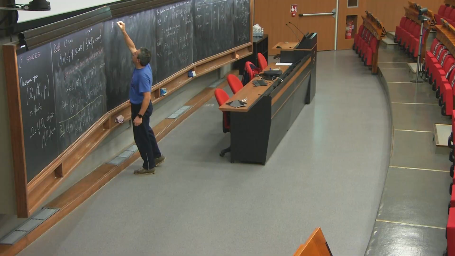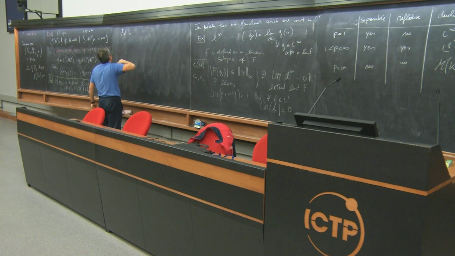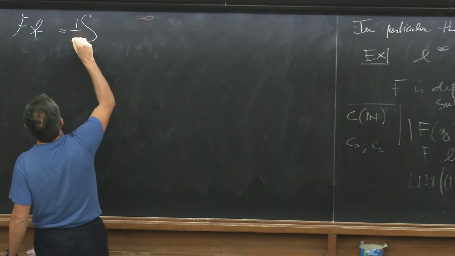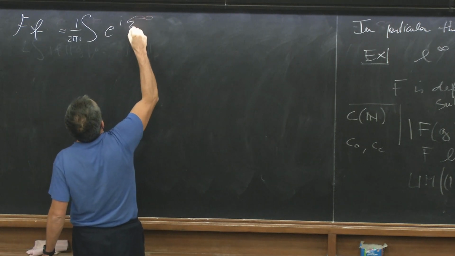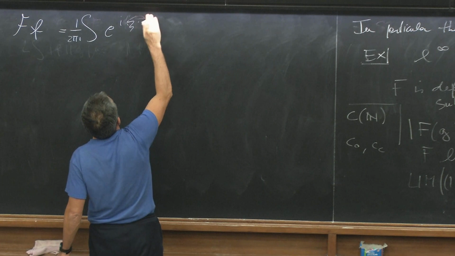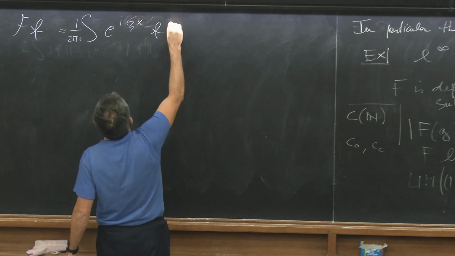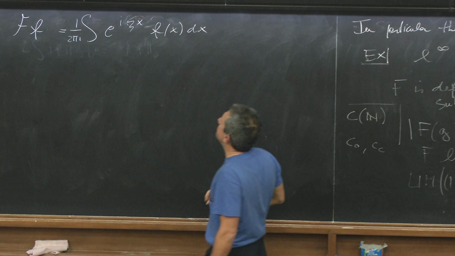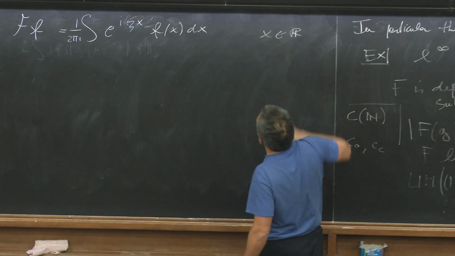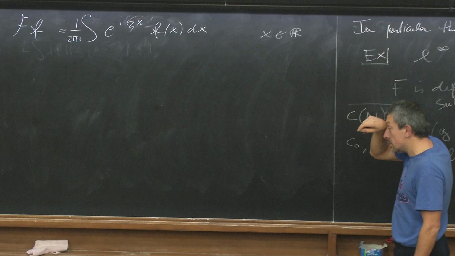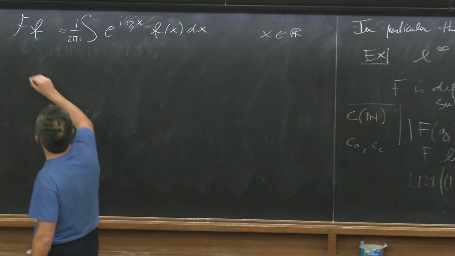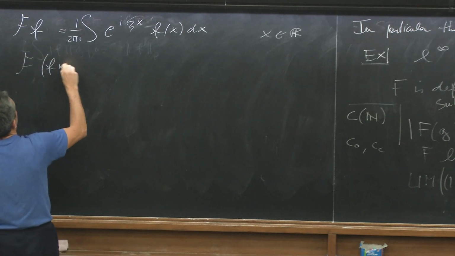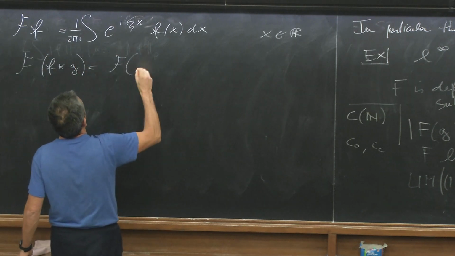So the Fourier transform of a function f is by definition, okay, I need some normalization here, the integral of e to the minus 2 pi i xi dot x, let's do the scalar case, f of x dx. Now the property of convolution is that the Fourier transform of the convolution is the product.